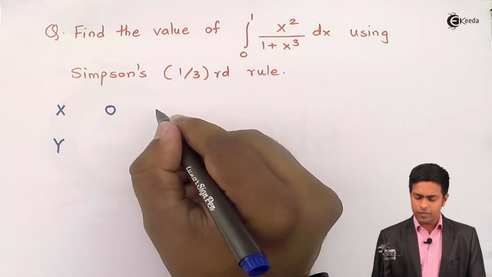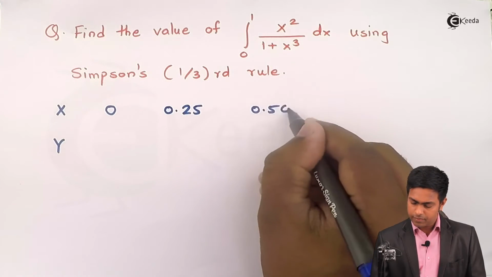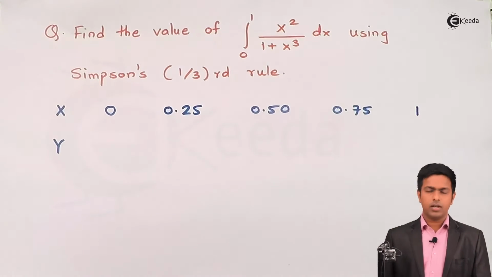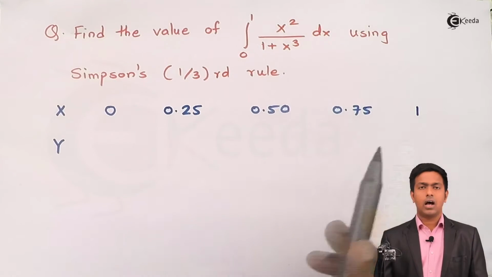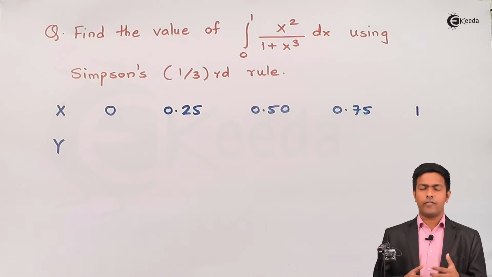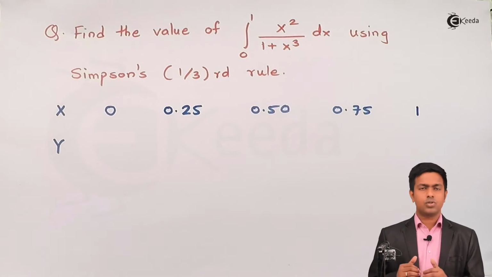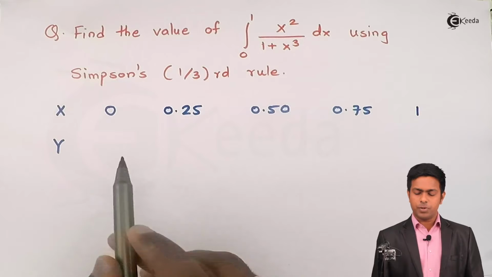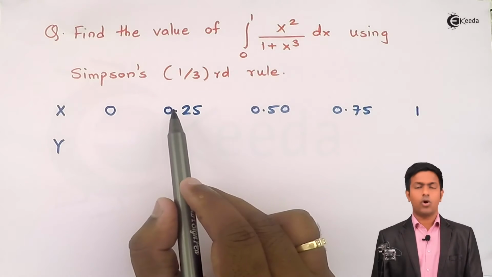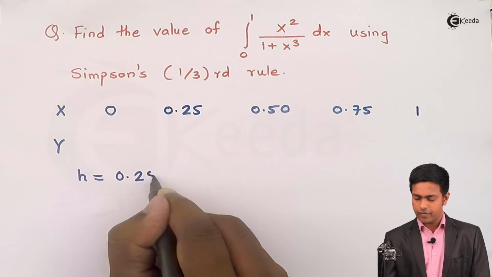For that, we will take the difference between any two points as 0.25. By doing that, here we will get 0.25, then 0.50, then 0.75, and the last value would be 1. Now see, here the number of subintervals is even. So we have 4 subintervals. Always remember that you have to consider the values of x in such a way that the number of subintervals is even in case of Simpson's 1/3 rule. And also the difference between any two points must be constant, because that difference is called h. So here h is 0.25.